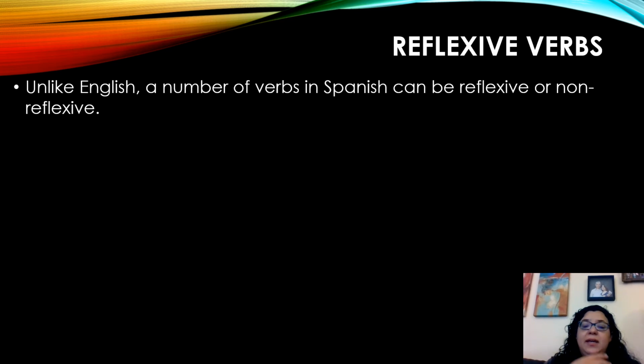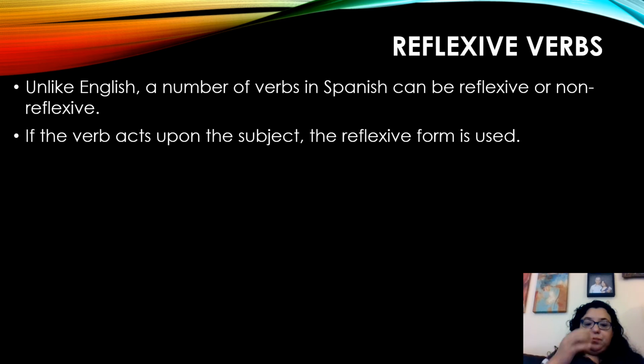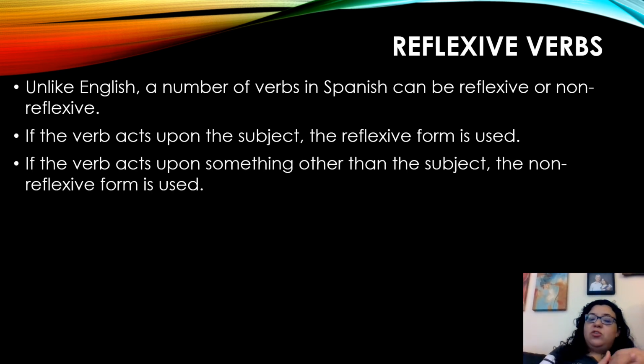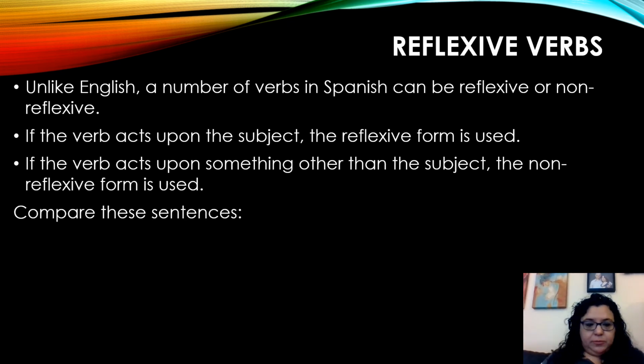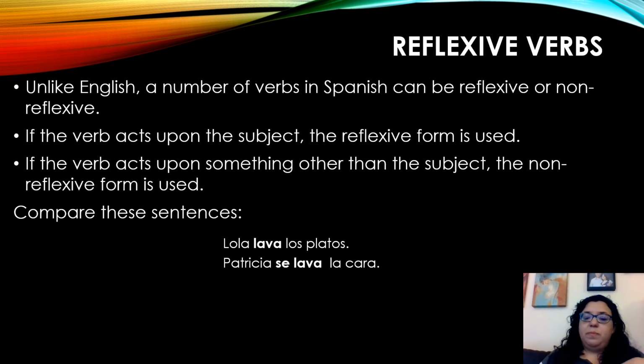Now, unlike in English, a number of verbs in Spanish can be reflexive or non-reflexive. Here's how we know. If the verb acts upon the subject, so if the action goes back to the subject, then we're going to use that reflexive form. But if the action falls on something else other than the subject, then we're going to use the non-reflexive. So for example, Lola lava los platos. In this case, Lola is washing the dishes. The action, lavar, is falling on the dishes, not on Lola.